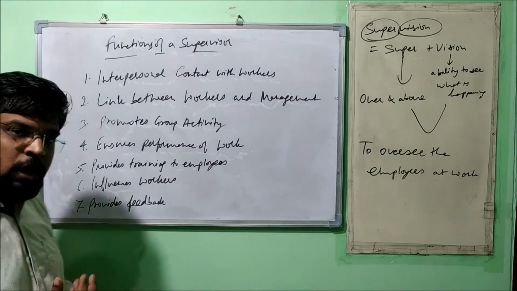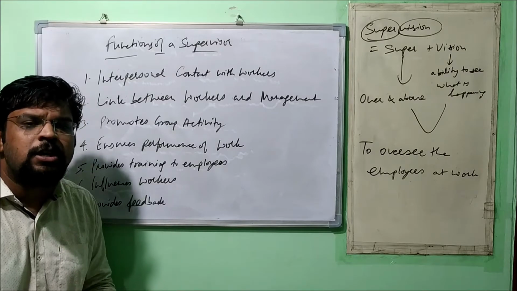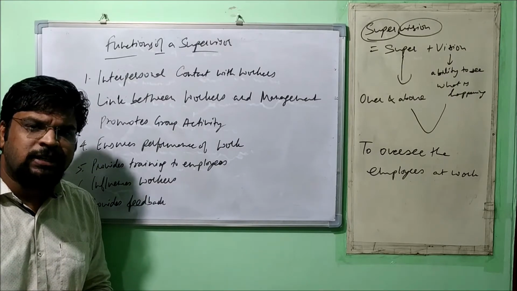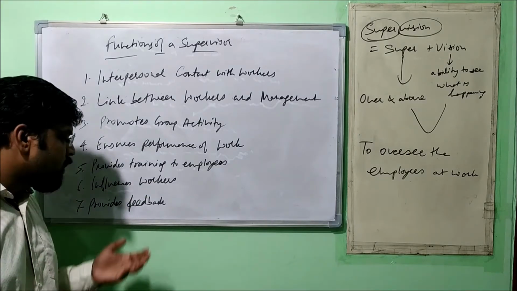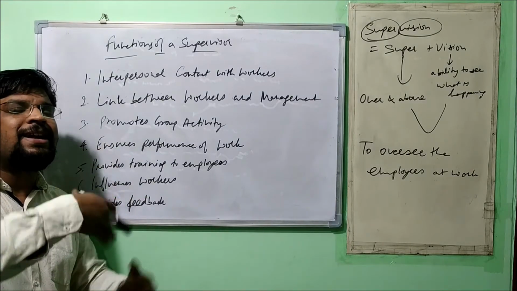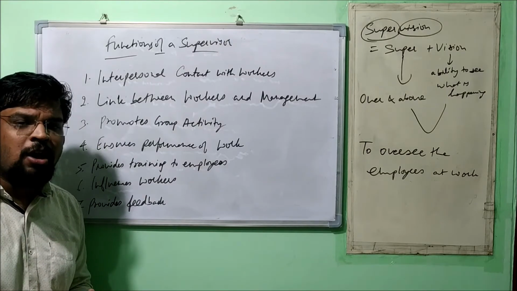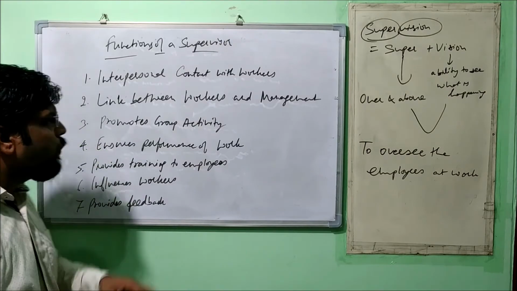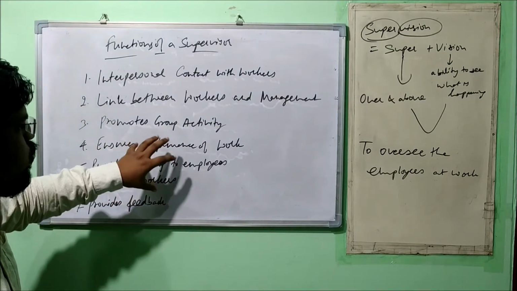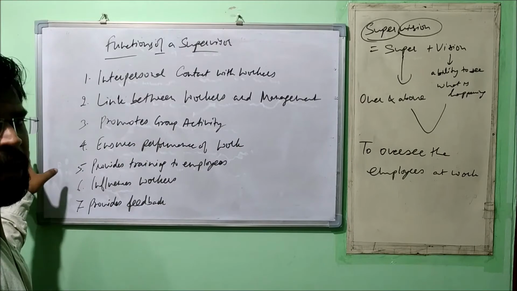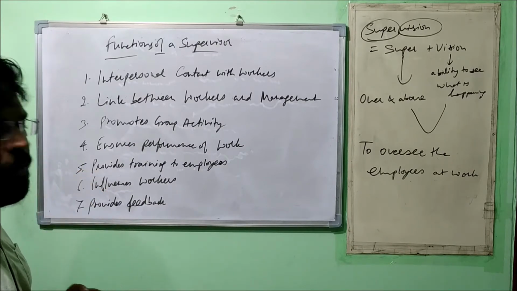Influences workers. He influences workers in the matter of his behavior, his dealing, his counseling, his entire supervision job. Provides feedback. He provides feedback to the middle level and top level management about the performance and grievances, etc. of the workers. Alright, so these all are the functions of a supervisor. Already you have learned these in chapter number 1 as the functions of lower level management.